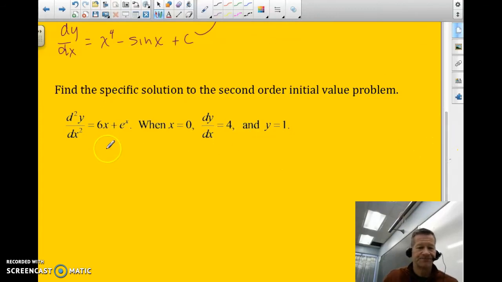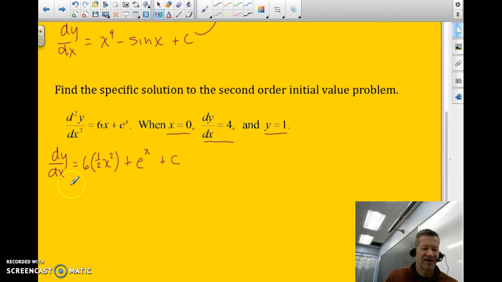So watch this carefully. So now they tell us when x equals 0, they give us the value of the first derivative and the value of y. We're going to need both of those to find both constants, okay? So the antiderivative here will be dy dx equals the antiderivative of 6x would be 6 times, add 1 to the exponent, multiply by the reciprocal, plus the antiderivative of e to the x is e to the x plus c.